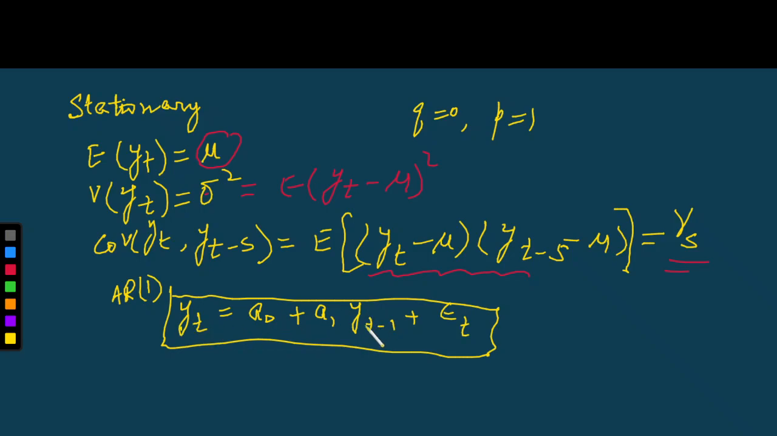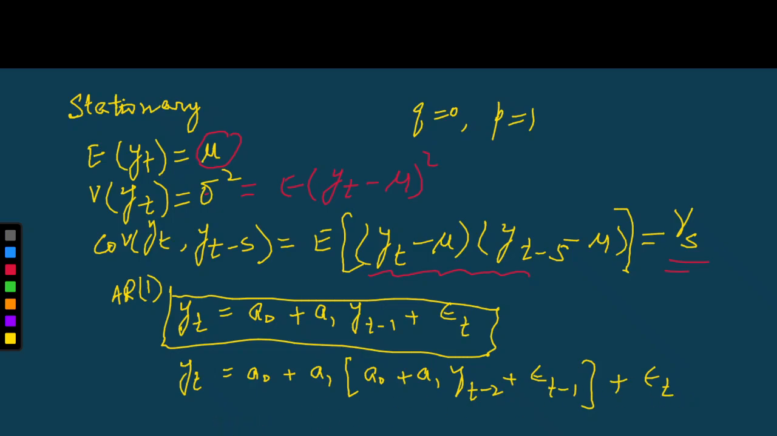Why do we call it autoregressive? Because Yt is regressed on its own first lag. Yt is regressed on its own first lag, so we call it an autoregressive process. Now let's do a little backward substitution. Yt is equal to A0 plus A1 times Yt minus 1, which is A0 plus A1 Yt minus 2 plus epsilon t minus 1, plus epsilon t. So this will be equal to A0 plus A0 A1, this one and this one, plus A1 square Yt minus 2 plus A1 epsilon t minus 1 plus epsilon t.